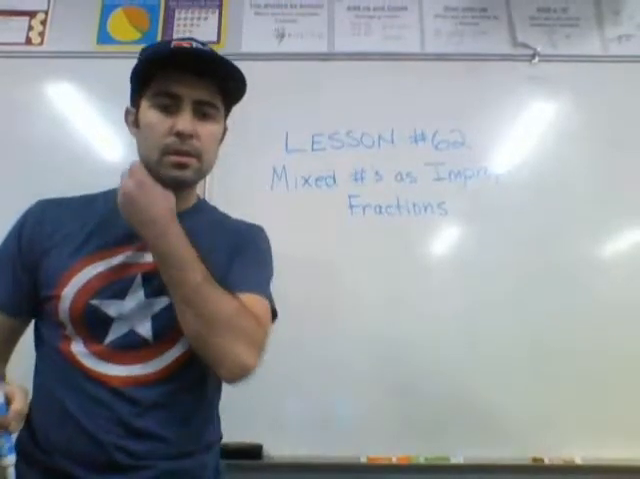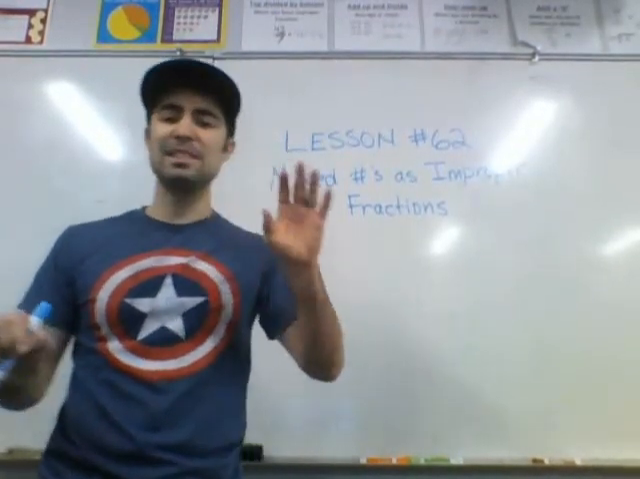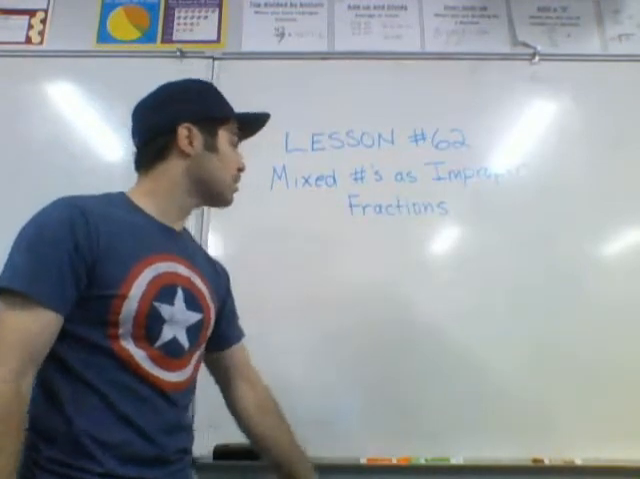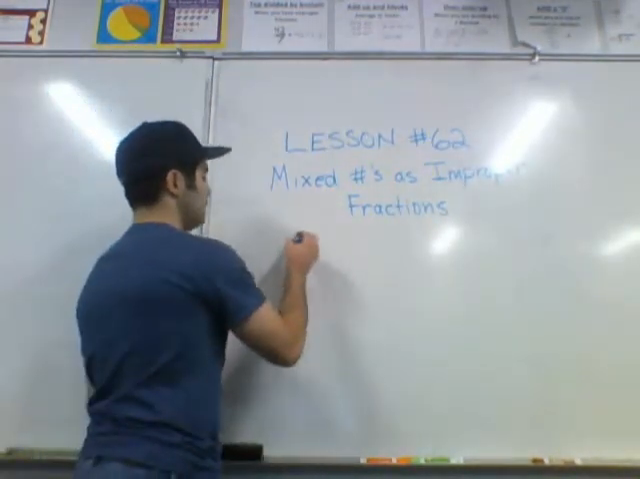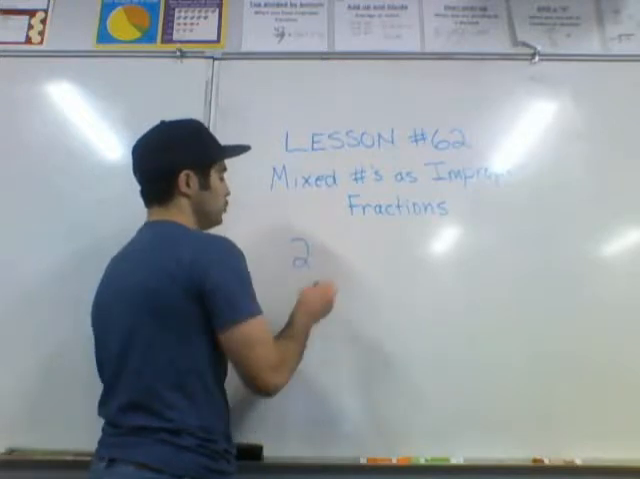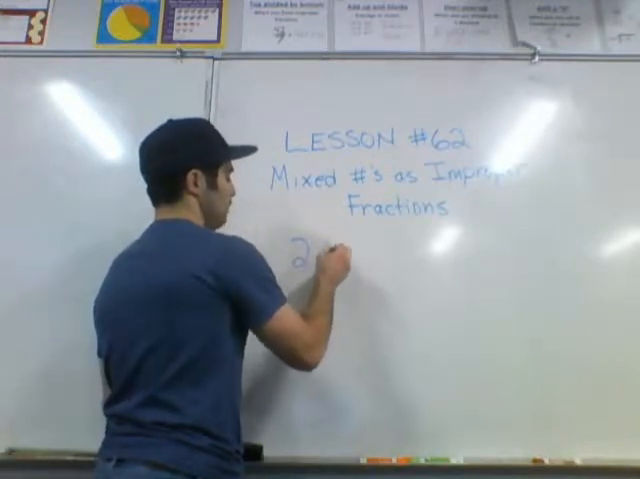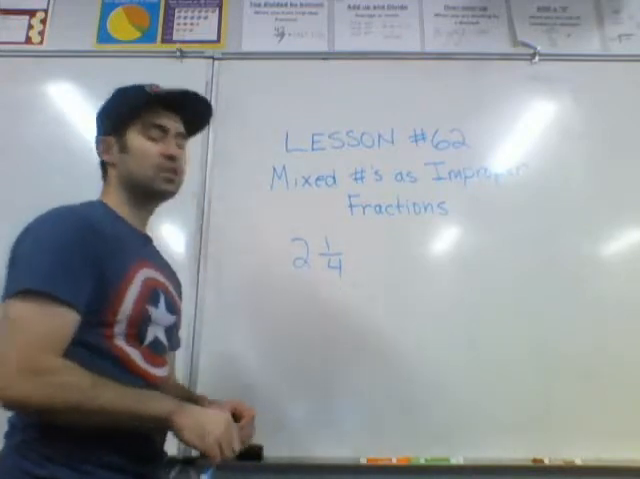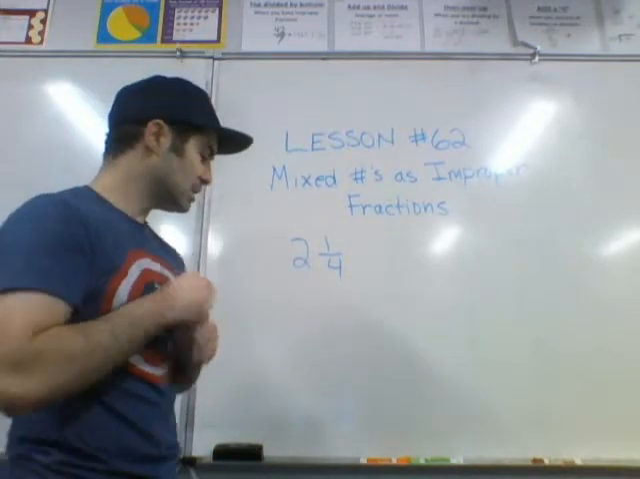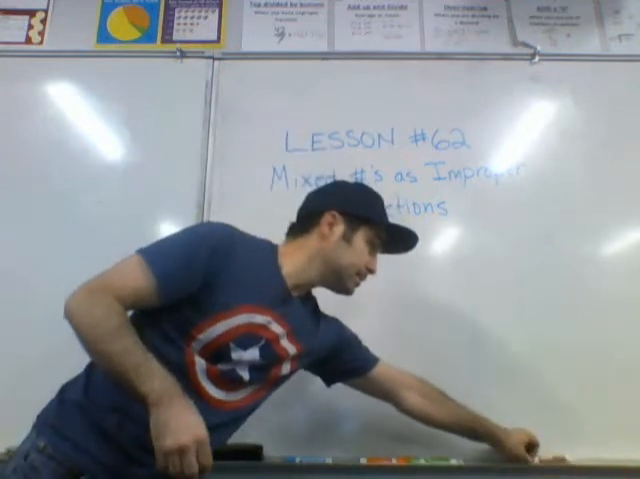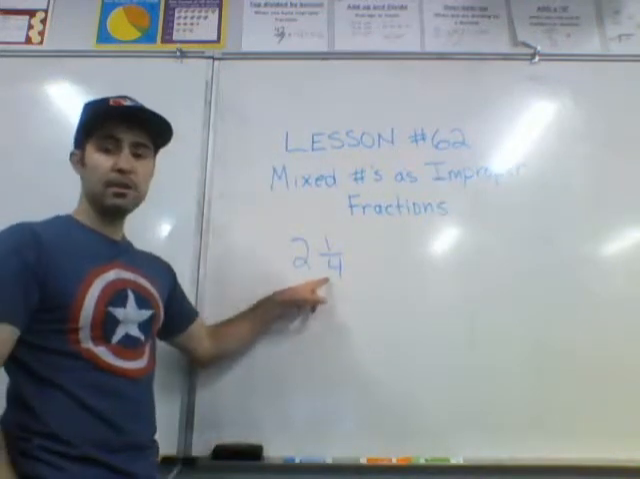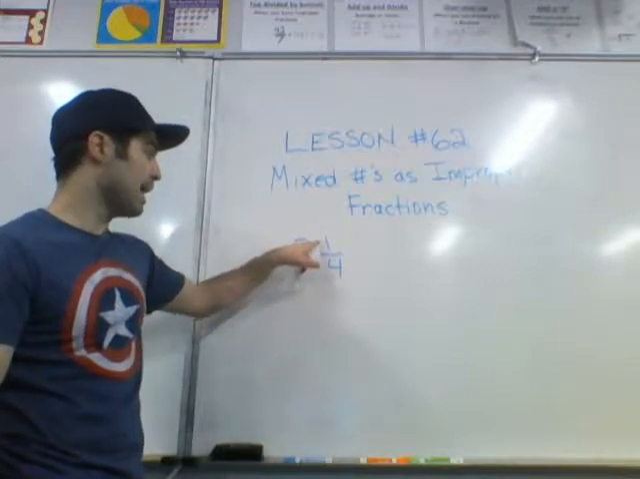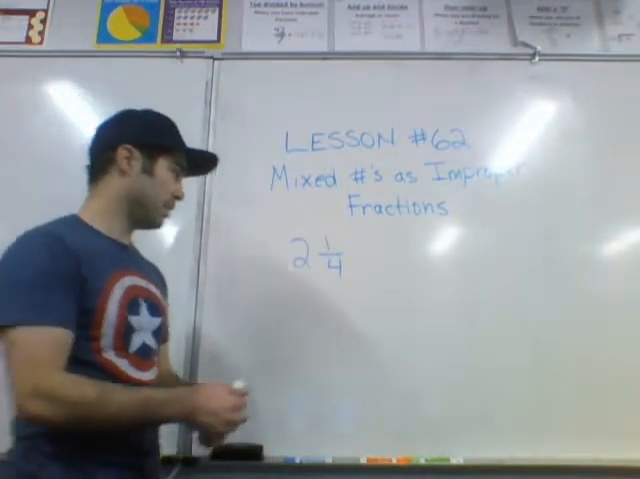Oh, goodness. Alright, lesson 62. This is an easy lesson. I really like it. Mixed numbers as improper fractions. So if you have, let's say, a mixed number such as 2 and 1/4, let's go ahead and change that to an improper fraction. This is a very easy algorithm. You simply take the denominator, you multiply it by the whole number, and then you add it to the numerator.